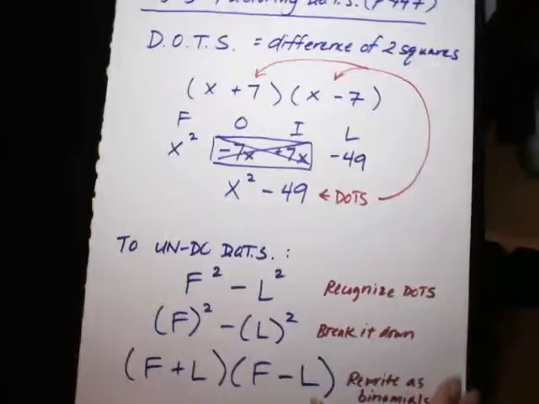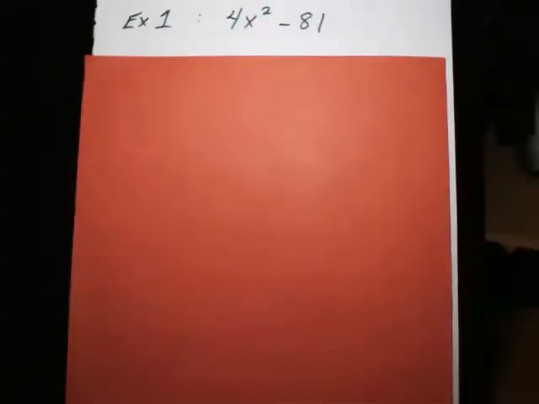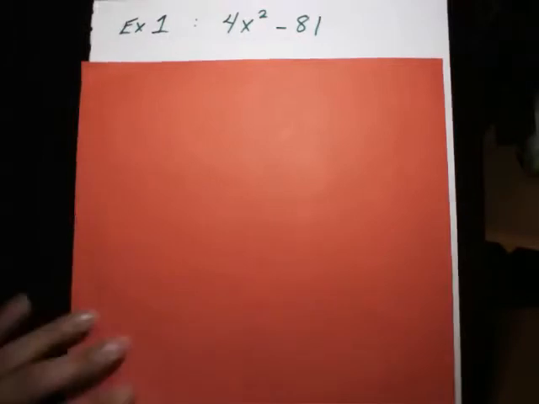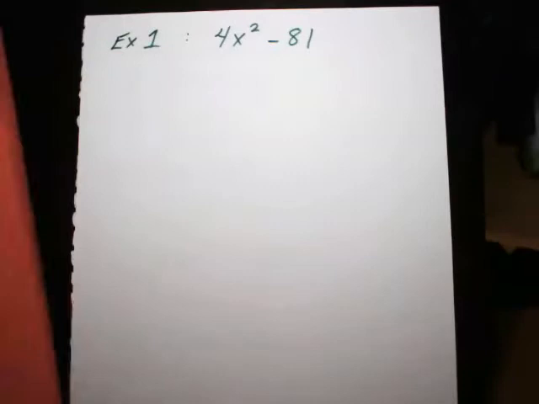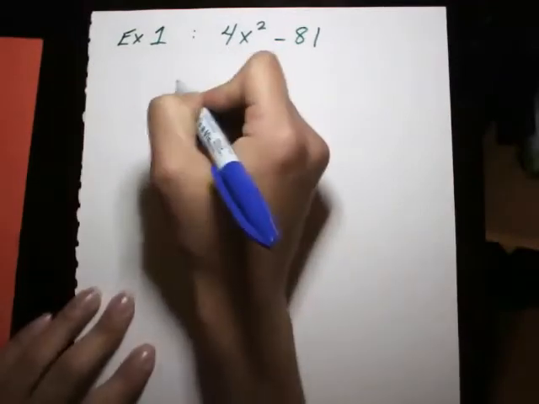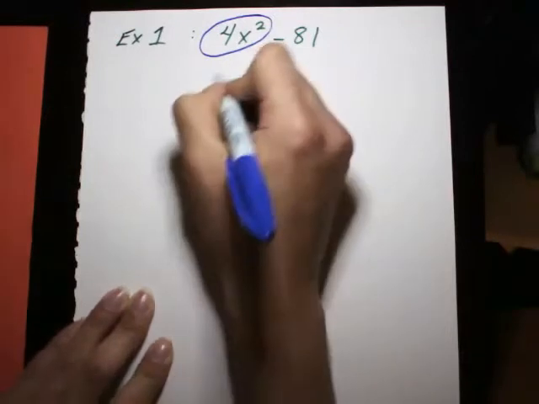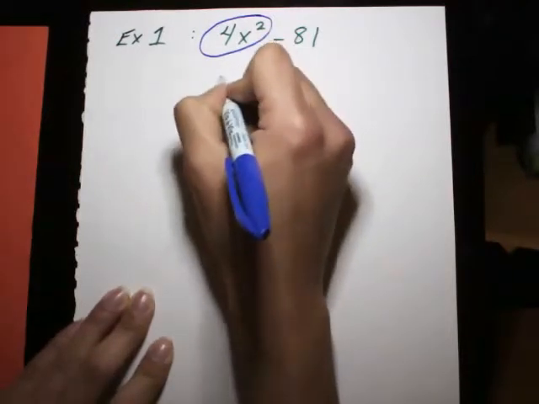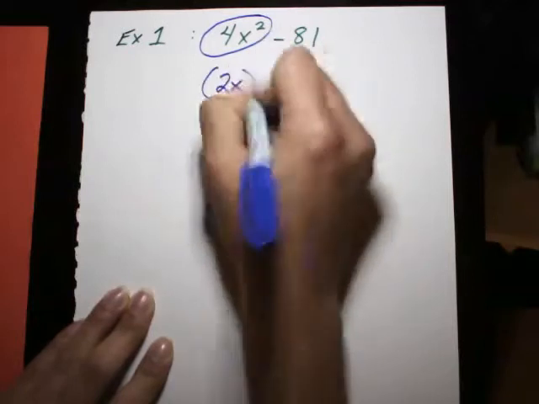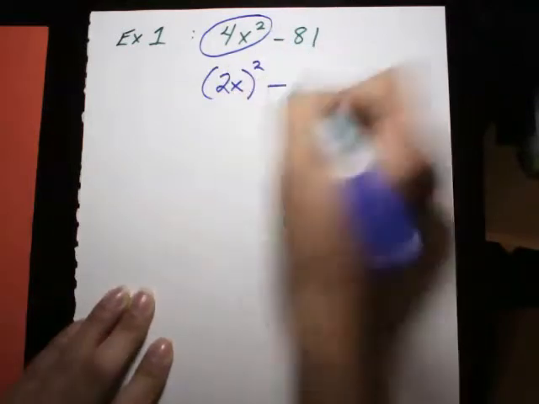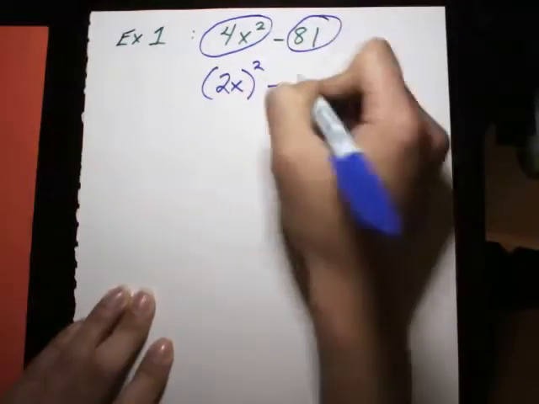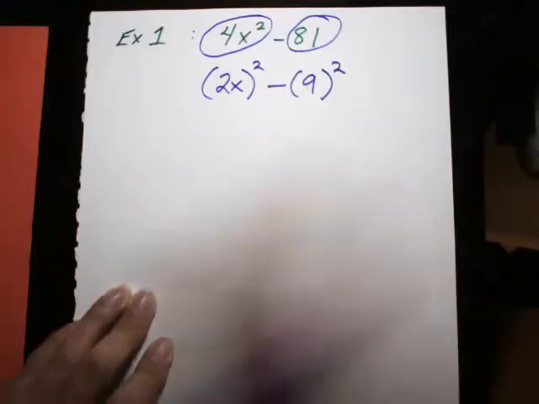So let's start off with an example. Let's write this down. When you're doing this problem, what you're first checking for is to make sure that this is a DOT. So 4x squared, is that a perfect square? It sure is. If you take the square root of it, you get 2x. And 81 is also a perfect square. That is 9 squared.